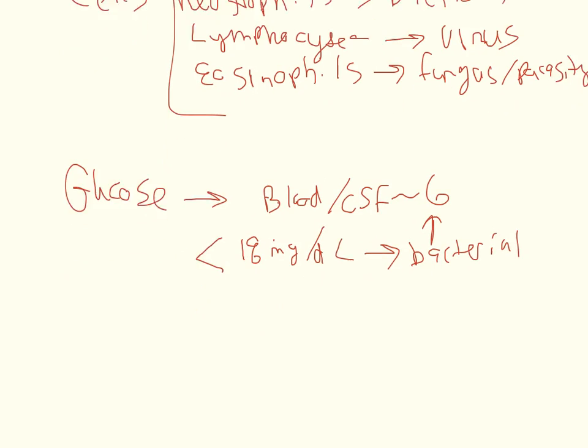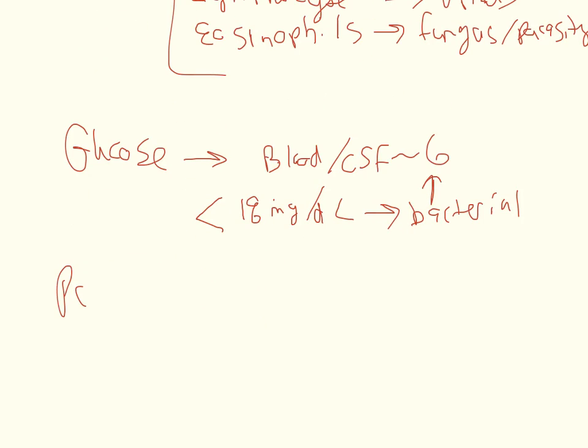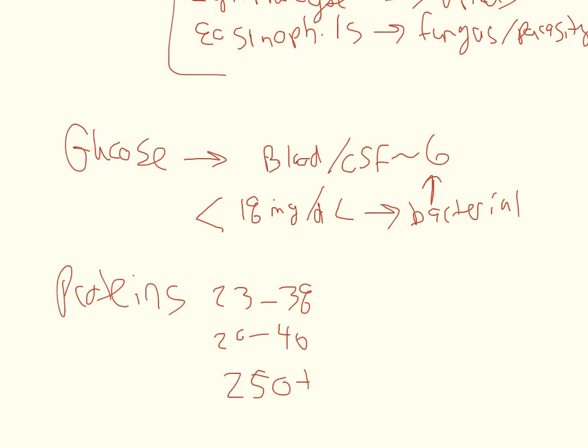The next thing you look at is proteins. So normally proteins would be between 23 to 38, so just think 20 to 40. But if you have a bacterial infection, you're looking at 250 plus, so bacteria. And if you have a viral infection, you're looking at around 150. So protein is going to be highly elevated in either case.